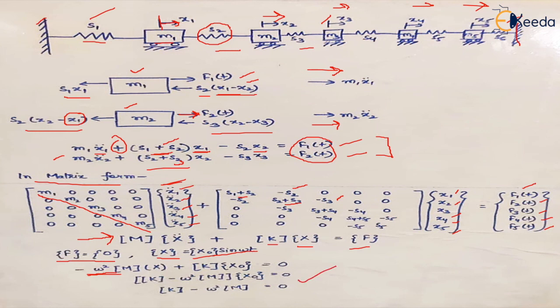Now, if we find the eigenvalues of this system, right? The eigenvalues of the system give the natural frequencies of the system. And if we find the eigenvectors corresponding to individual eigenvalues, they give the mode shapes of the system.